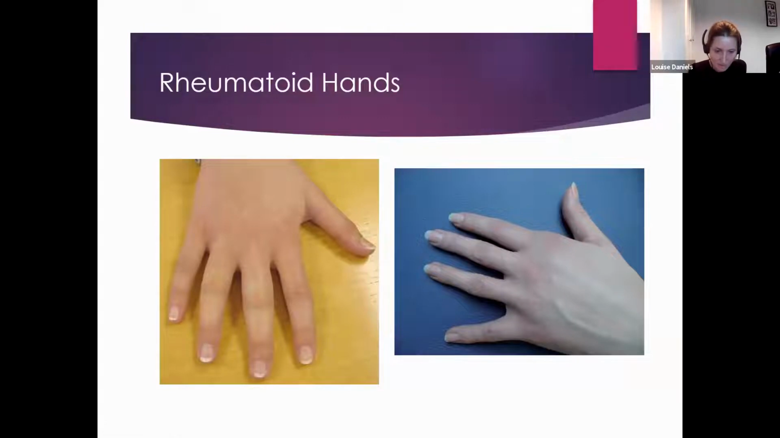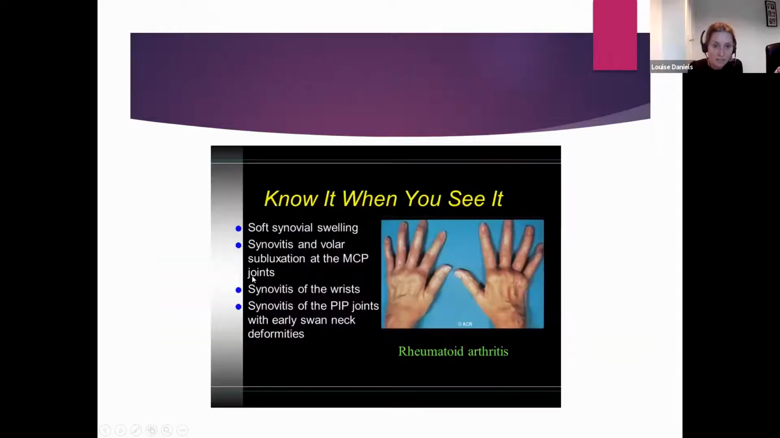Just got a couple of diagrams looking at some examples. So on the left-hand side, you can see this fairly obvious swelling in these PIP joints here. But on the right-hand side, I'm sure you can appreciate this sort of puffiness across the MCPs, but that's just to show that it can actually be quite subtle, the changes. Sometimes getting the patient to clench their hands to make a fist, and you no longer see those nice dips between the MCPs, can be a way of picking up that subtle synovitis in that region.